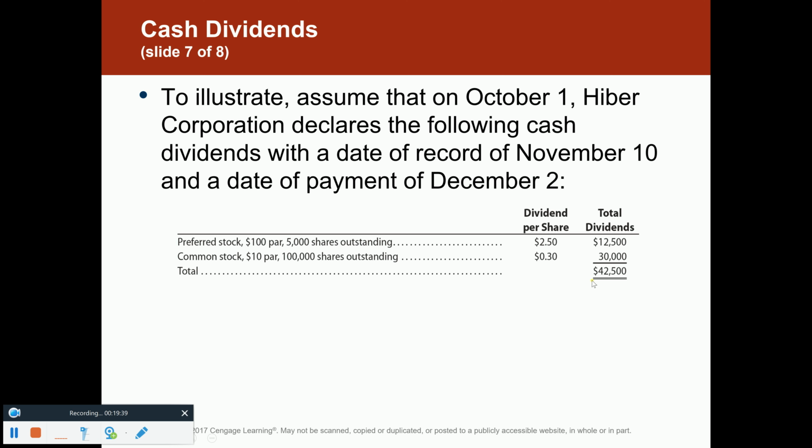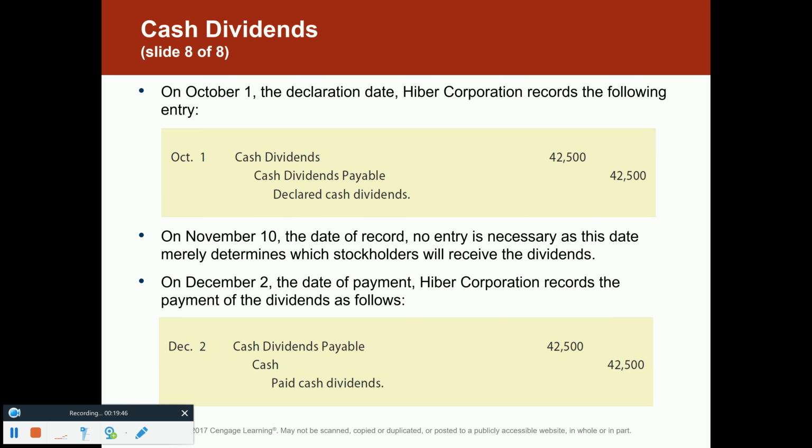So $42,500 worth of dividends were declared. Okay, so on October 1st, we're going to record a journal entry to debit dividends. And remember with dividends, we've talked about it in an earlier chapter, dividends is an equity account. It's actually a reduction of the retained earnings. And we're going to credit a liability called dividends payable.